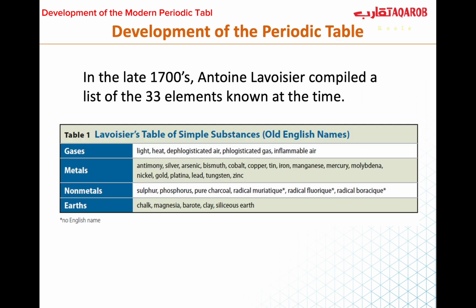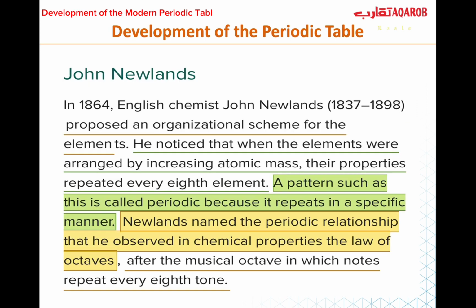In the late 18th century, Antoine Lavoisier compiled a list of the 33 elements known at that time, and he divided them into 4 groups: gases, metals, nonmetals, and earths. As you see on this table, the names of these elements are the old English names. So first, let's start with John Newlands.